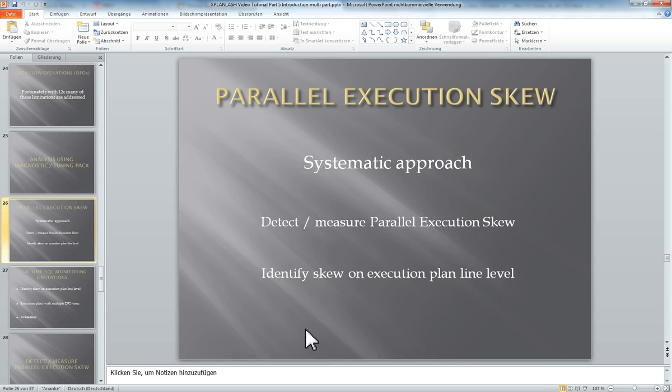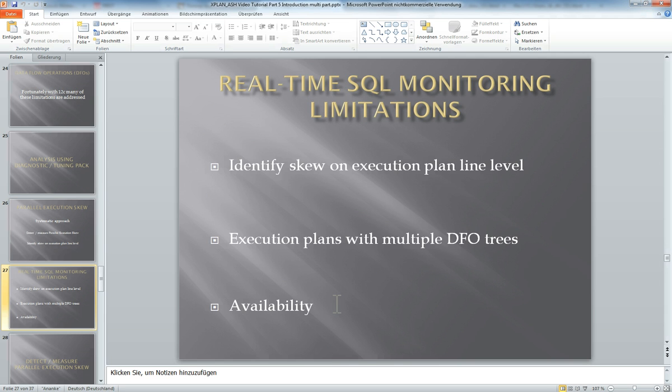There are some more problems or limitations with the real-time SQL monitoring in 11.2. The first one I've already mentioned, which is identifying skew on execution plan line level. The second one I haven't mentioned, that is handling of execution plans that have multiple DFO trees. As I've pointed out in the previous parts of this tutorial, with parallel execution there is this concept of DFOs, parent and child DFOs, and DFO trees. If you want to learn more about that, then I recommend watching one of the previous parts where I explain all that in detail.